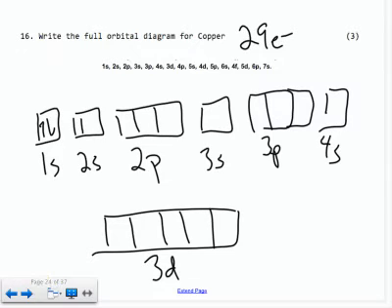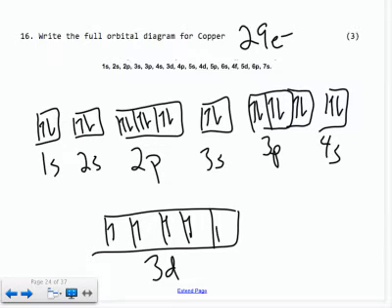1, 2, 3, 4, 5, 6, 7, 8, 9, 10, 11, 12, 13, 14, 15, 16, 17, 18, 19, 20. Need 9 more. 21, 22, 23, 24, 25, 26, 27, 28, 29. I don't need to fill in that last box because I've already got my 29 electrons. So 1s2, 2s2, 2p6, 3s2, 3p6, 4s2, and 3d9 gets me 29 electrons.